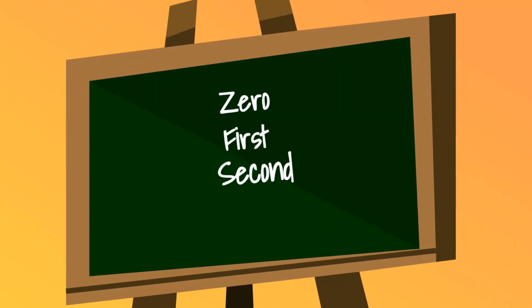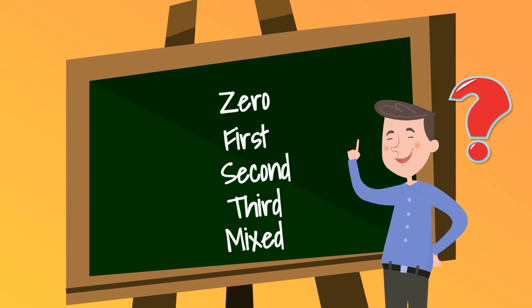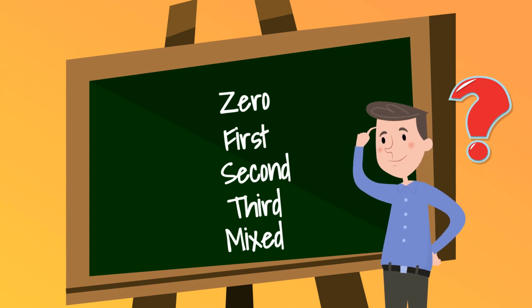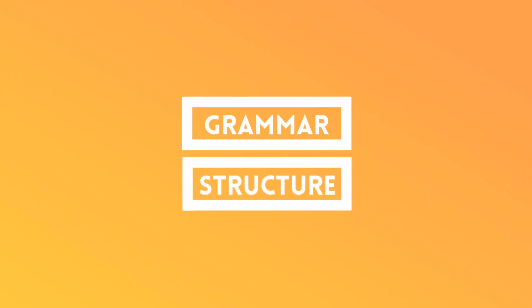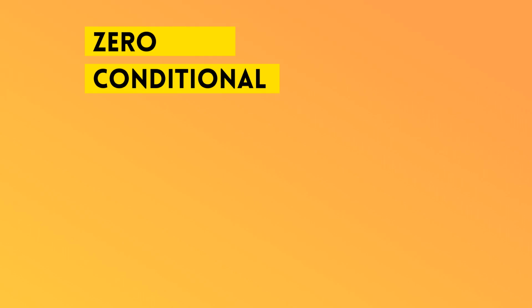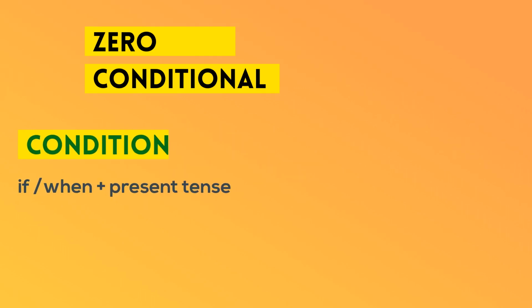Zero, first, second, third, and mixed conditionals. You are probably familiar with these terms. What do they mean? They are a way to describe conditional sentences looking at grammar and structure. The simpler the grammar, the more likely the result is to be true. We use the zero conditional for general truths, something that is true, or to give instructions. The condition uses if or when plus the present tense with a result in the present tense.